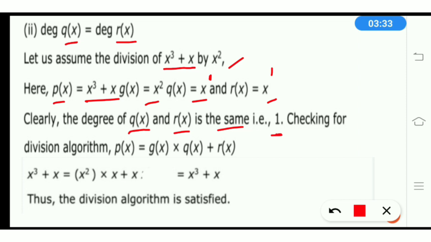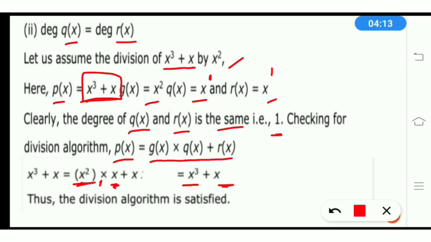Now we check the division algorithm. So p of x equal to g of x into q of x plus r of x. So the value of p of x equal to x cube plus x, the value of g of x equal to x square, okay, and the value of q of x equal to x. This is multiplication, okay. So x square into x, that means x cube, and the value of r of x equal to x, that means x cube plus x. So left hand side equal to x cube plus x, and right hand side equal to x cube plus x. That means left hand side equal to right hand side. Thus the division algorithm is satisfied. Okay, so the second question is also complete.